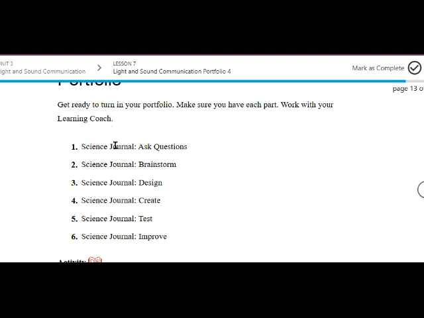Number one, in your science journal, you should show your page that shows ask questions. Number two, you want to show your brainstorming as well. Number three, the design process. Remember, those are your materials and your steps. Number four, create. This is a drawing or a picture of what you made. Number five, test. What went well? And then number six, improve. What can you change? So you want to make sure that you have each of these sections in your science journal to turn in to your teacher.